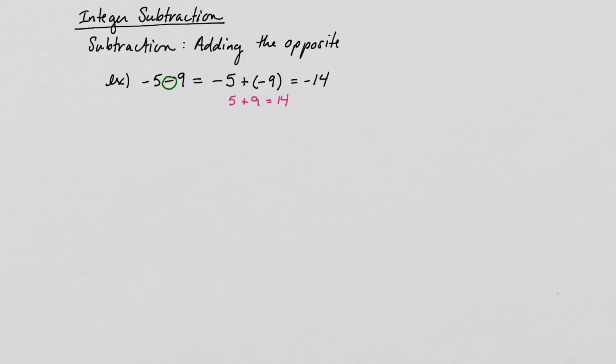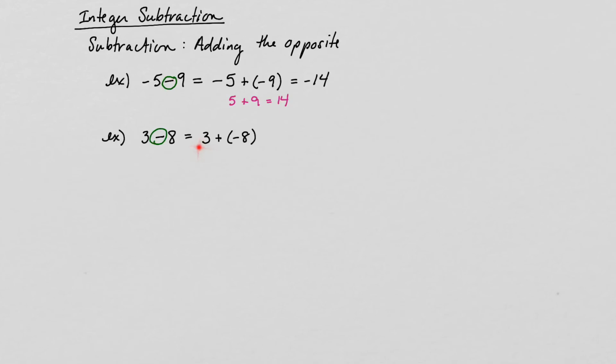So we can turn every single subtraction problem into just an addition problem. So here's another example. Let's say that I had 3 minus 8. Again, this subtraction sign here in the middle is going to say add the opposite. So 3 plus the opposite of positive 8 would be -8. So 3 plus -8.